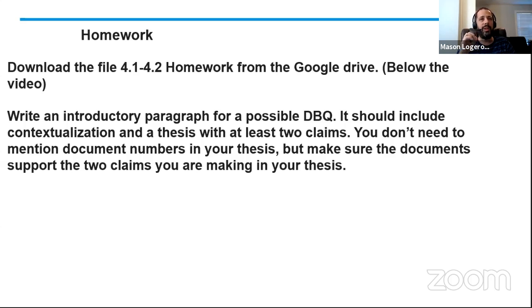Now, some teachers tell you that you should put the document numbers in your thesis statement. You can if you want to. It's not necessary, but it's fine. And for tonight, since you're not writing out the full essay, you don't necessarily need to refer to all the documents. But when you write your thesis statement tonight, make sure that the documents do support the claims you're making. So that if I did have you write out the full DBQ, you would be able to say, hey, in claim 1, documents 2 and 3 definitely support it. And 1, 4, and 5 support this claim right here.